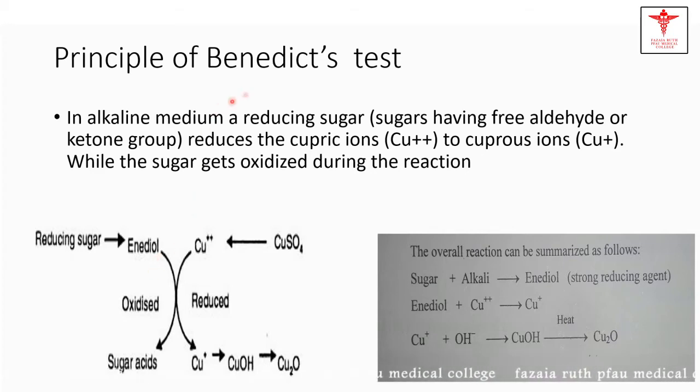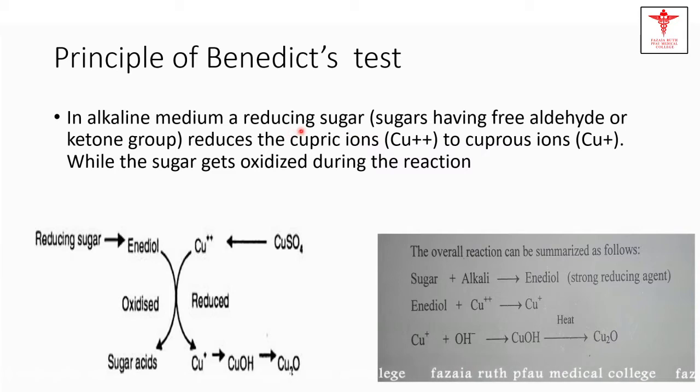So the principle of Benedict test. In alkaline medium, a reducing sugar, as I told you, reducing sugars are sugars with free aldehyde or ketone group. Now what these reducing sugars do in the presence of an alkaline medium, they reduce the cupric ions to the cuprous ions. Now where did this cupric ion come from? They come from the copper sulfate, and this alkaline medium is provided by sodium carbonate.